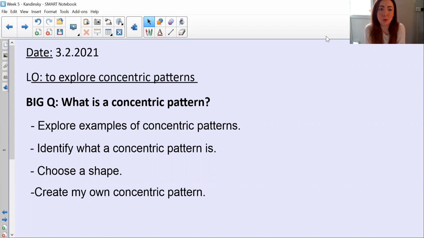And today we're going to explore concentric patterns. So the big question really is, what is a concentric pattern? Because you probably haven't heard that term before. We'll be finding out in just a moment.